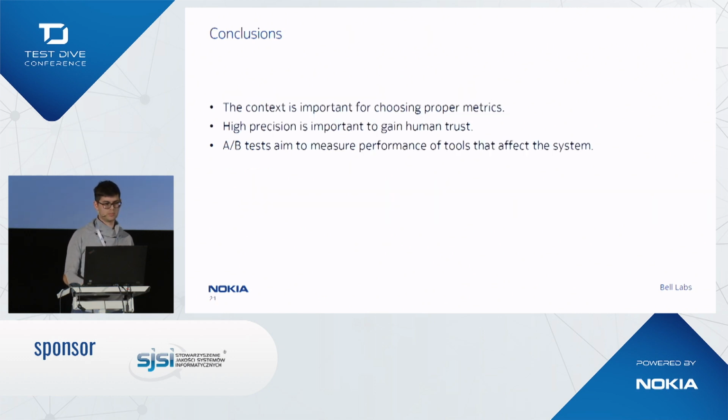Okay, so from my side, the most important lessons we learned are that custom metrics sometimes are necessary, and precision and recall are good, but they are not enough to justify a reason why we should introduce the model in the system. More thought is needed here. And A/B tests are a good method to measure the performance of a tool which affects the system.